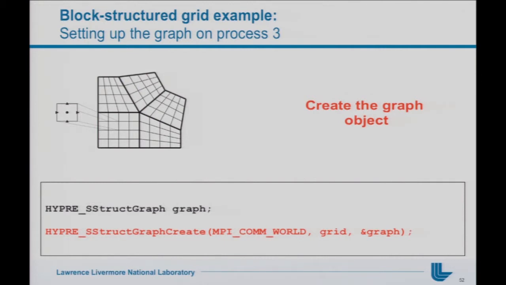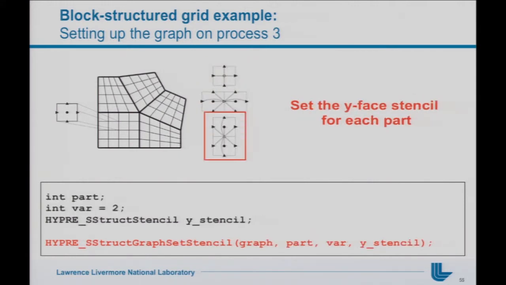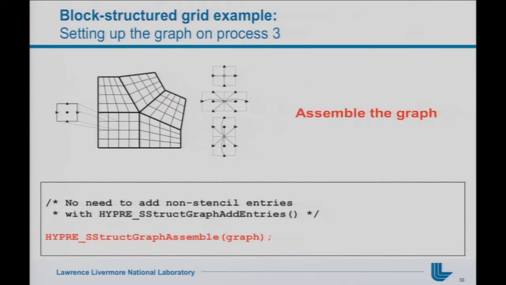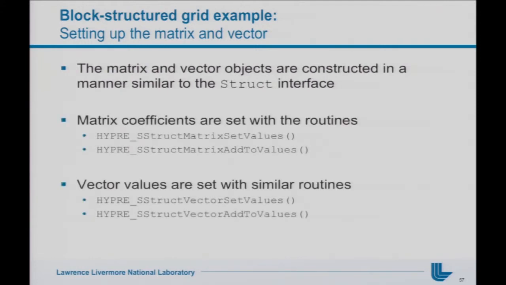OK, let's see. Where are we now? OK, we're creating the graph now. This is a new object now. We call create, giving it the grid we just defined. And now we have to tell it what our 3 stencils are. We didn't have to do this for the structured grid case, but now we do. And then we say assemble. OK, so now we have the graph set up as well for this problem. So that's it. That's all our auxiliary structures we have to build.